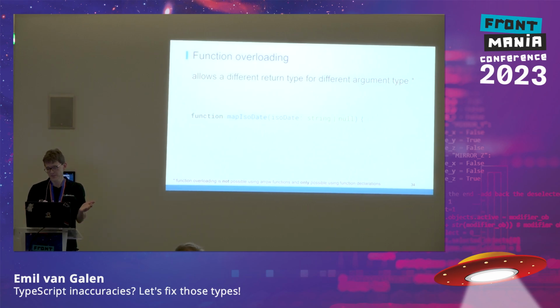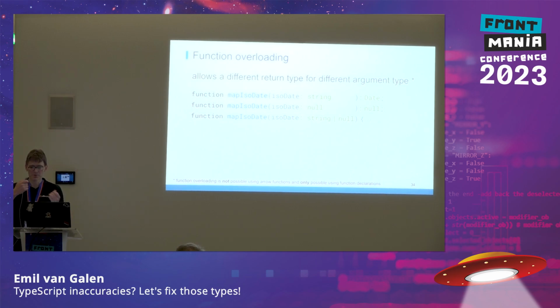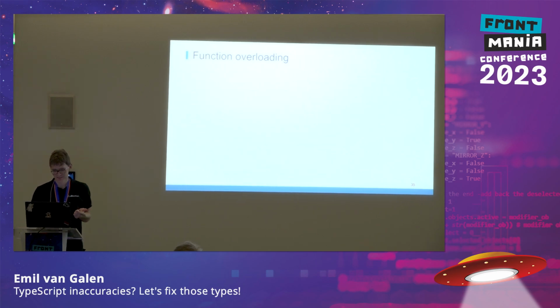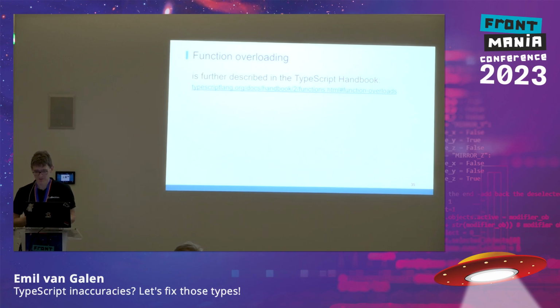So we rewrite your code to a function declaration, and then we prepend it with overload signatures, they call it. And the overload signatures will then act as a public API for your function. So if you call it with a string, you get a date back. If you call it with null, you get a null back. And now we fixed our problem. And we're having accurate return types in this case. Also check out this link from the TypeScript handbook for a further description of function overloads.